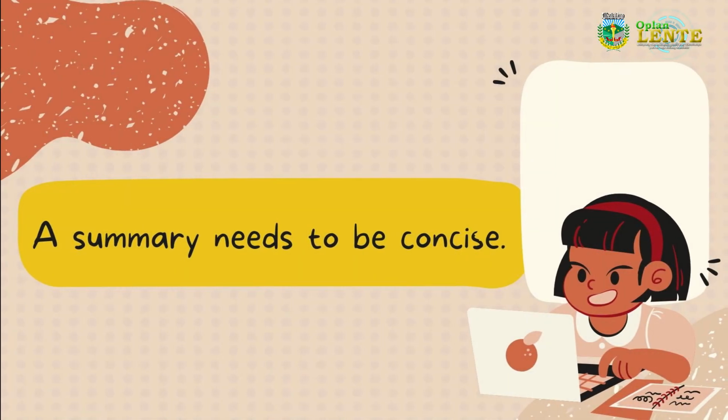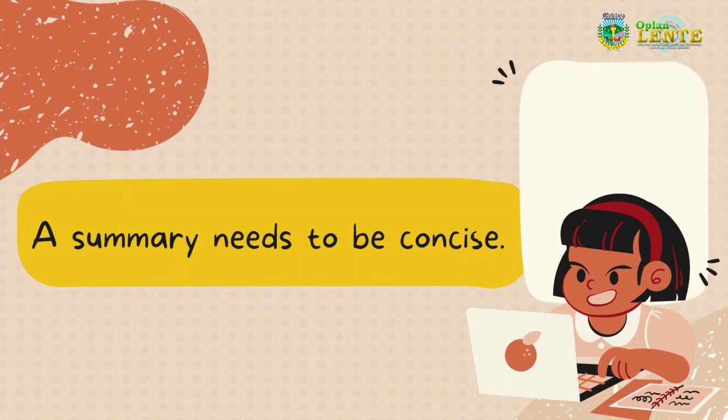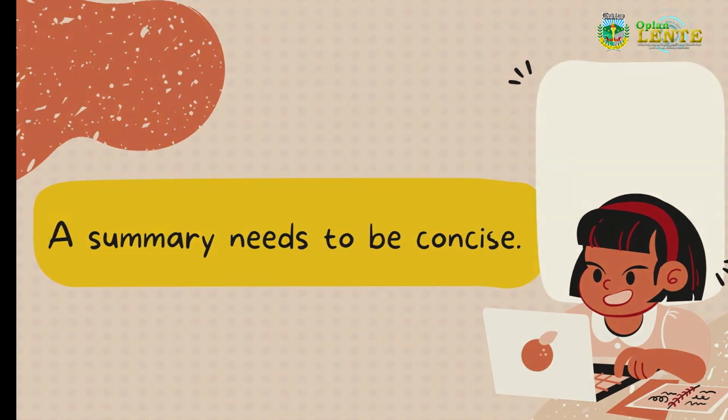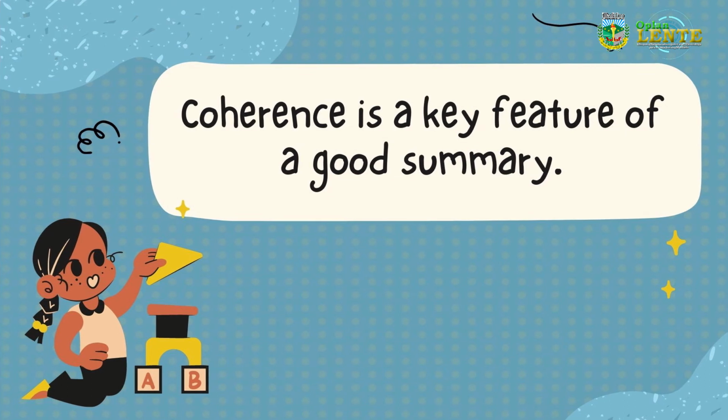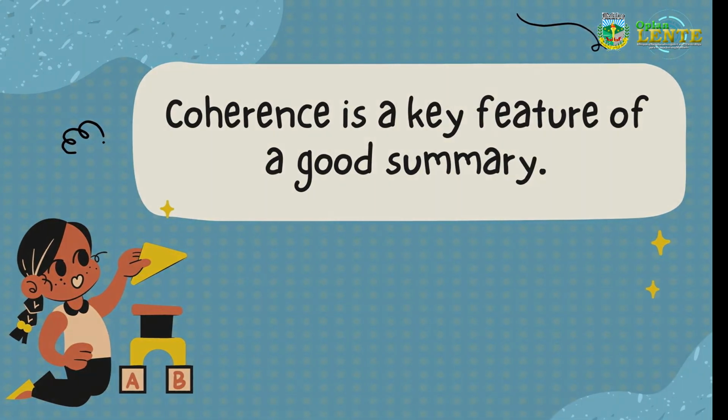Seventh, a summary needs to be concise. Avoid repetition of ideas when writing. Lastly, coherence is a key feature of a good summary. Your summary still has to be clear and organized. It should not sound like a set of disjointed sentences when read.